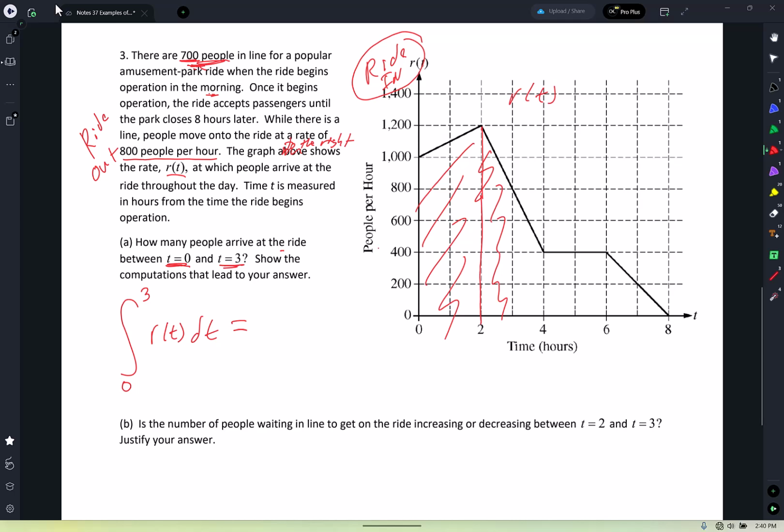So this first trapezoid, base 1 is going to be 1,000, plus base 2 is going to be 1,200, times my height is going to be 2, divided by 2, plus, and then I'm going to write 1,200 plus 800 times 1 divided by 2.